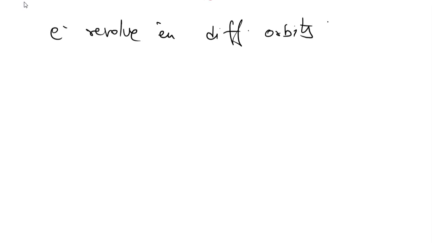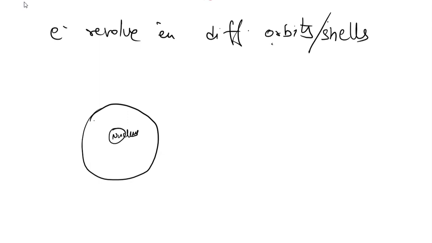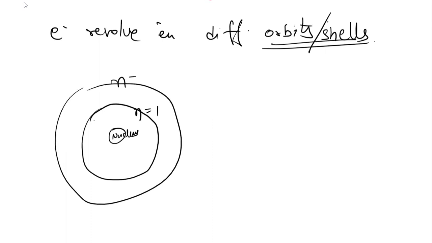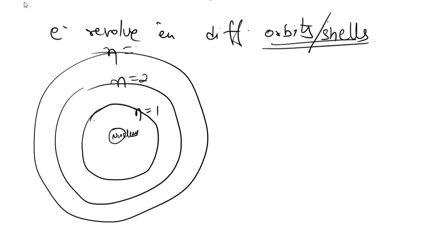Now, Bohr said that electrons revolve in different orbits, right? These orbits, according to Bohr, were numbered. Let us say this is the nucleus, and the orbit nearest to the nucleus was represented by shell numbers. Either you call them orbits or shells, they are all the same. The shell nearest to the nucleus was given the number 1. The next shell was given the number 2, the next number 3, and so on.